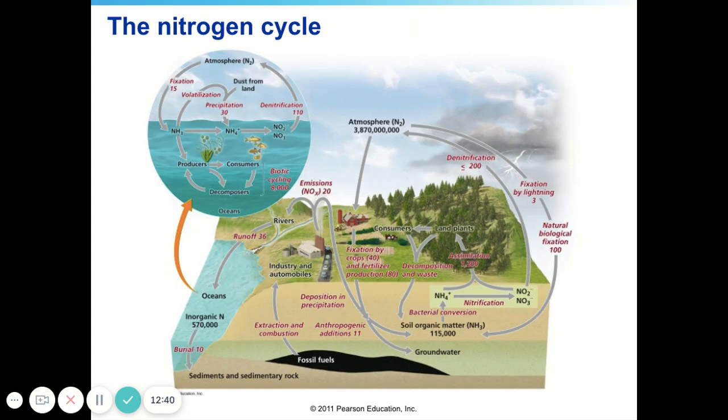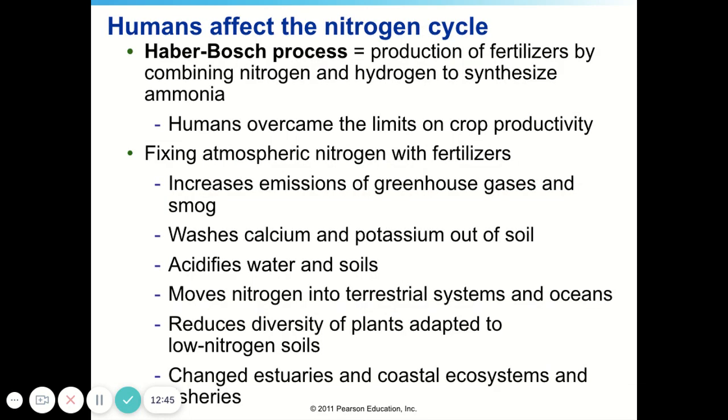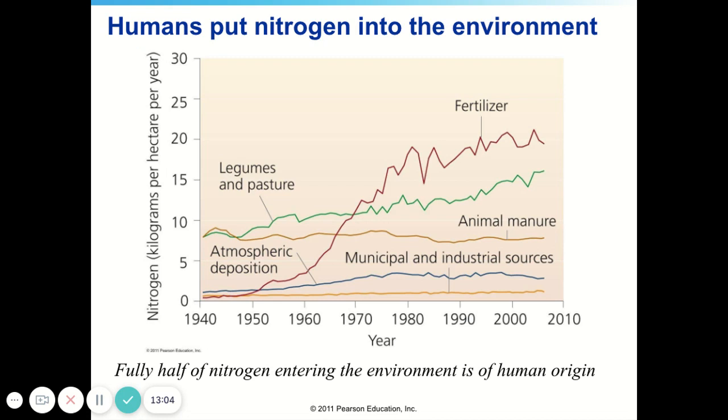Let's talk about how humans impact the nitrogen cycle. We do this by creating synthetic fertilizers using the Haber-Bosch method, and then over-applying it, overusing it, which in turn leads to eutrophication, an increase in greenhouse gases, and even an increase in smog. This graph shows the increasing impact of synthetic fertilizers since they were invented upon our ecosystems.